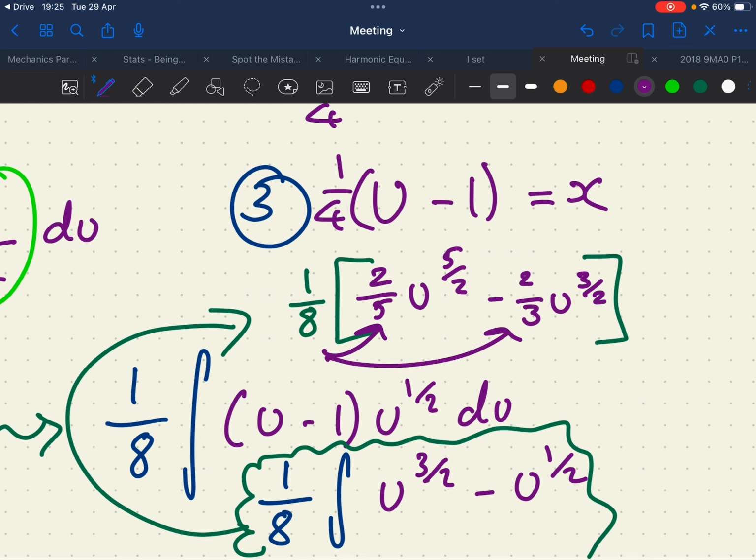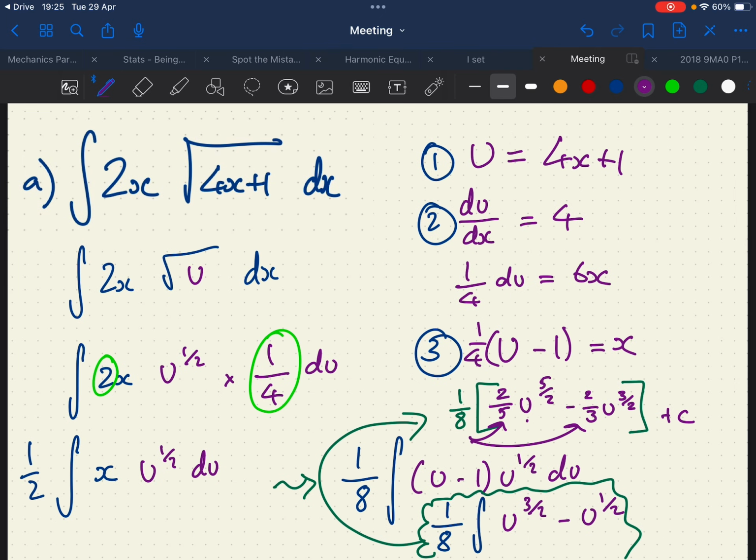Okay, final things is we would expand this out. We would put our u back in. We put our plus c. Okay, but that's not really the emphasis of this part right now.